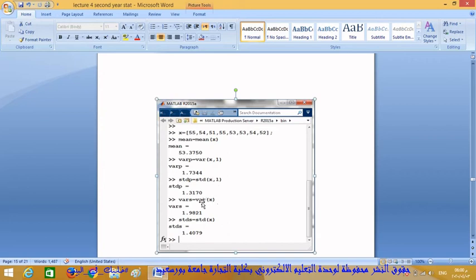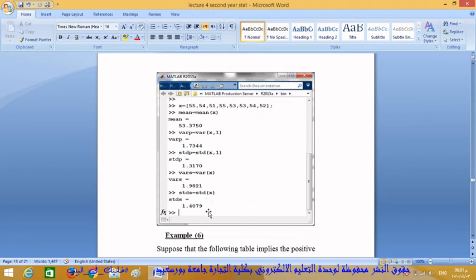For the variance for a sample, use var of x, or sometimes var of x and 0, but it's better to use var of x for a sample and var of x and 1 for population. For standard deviation for a sample, use STD of x, like this. So the values using MATLAB are the same as the values calculated by hand.